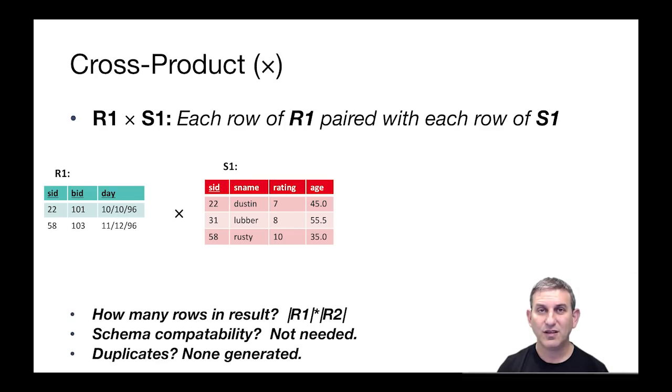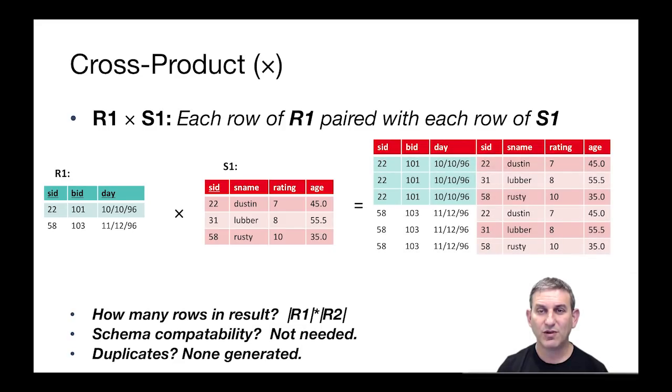And now cross product. You know it from SQL. R1 cross S1 is having each row of R1 paired with each row of S1. So if you look at the picture on the left, the cross product is this larger table on the right. And keep in mind that cross product kind of blows up the output.